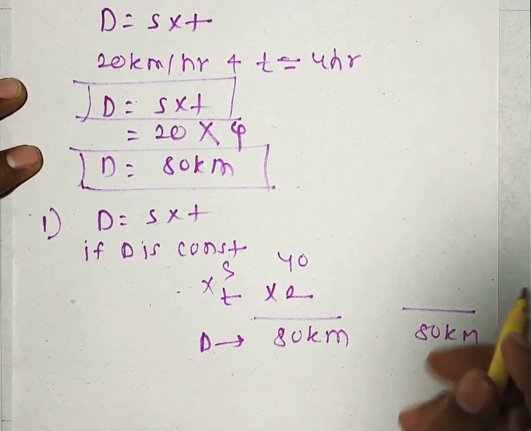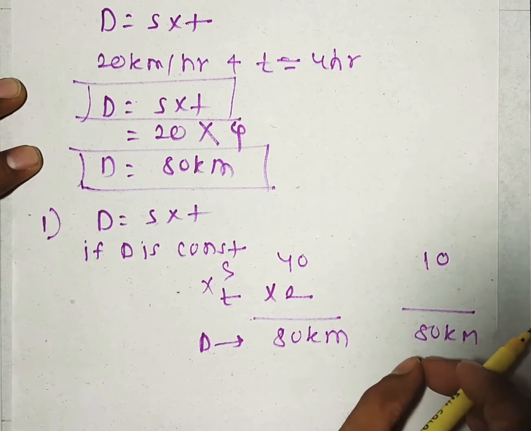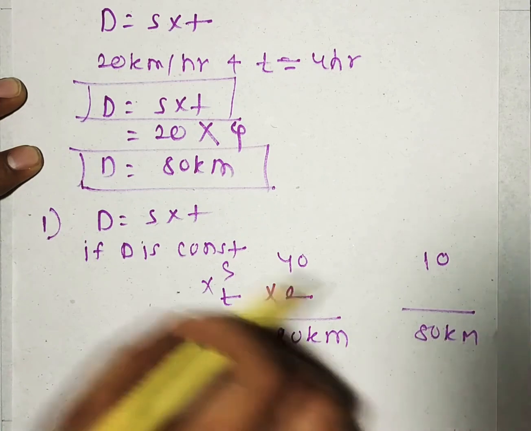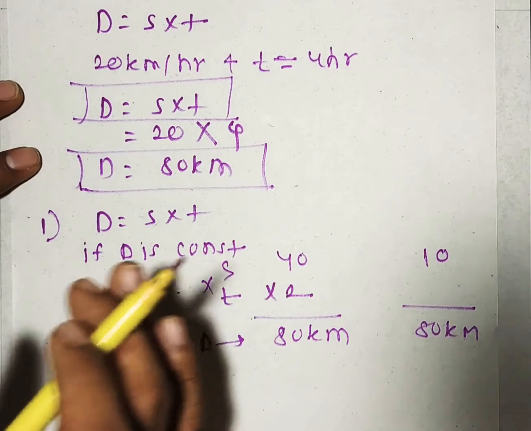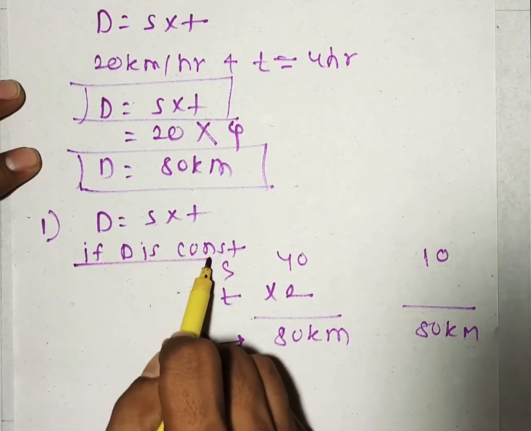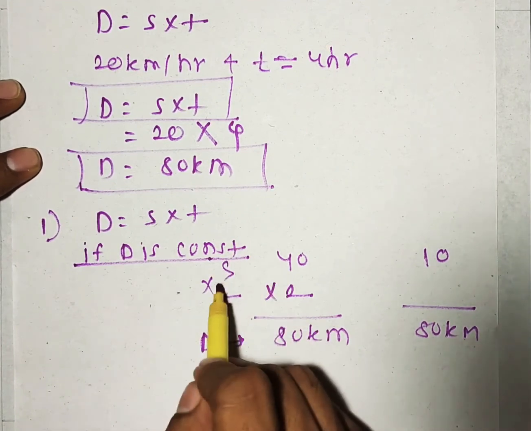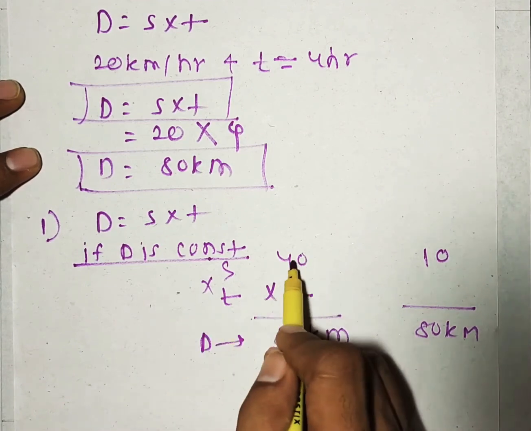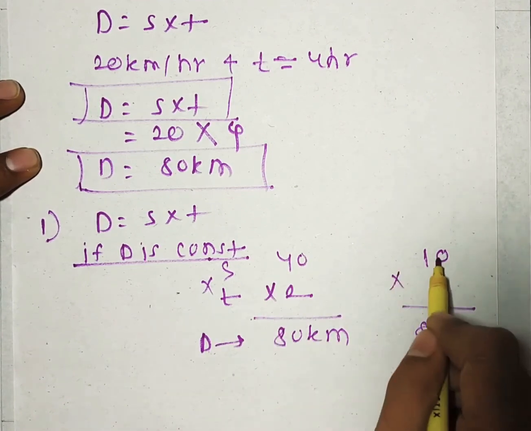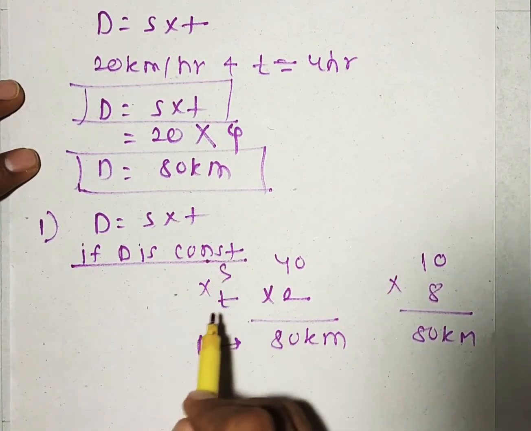And if I take the speed as 10 km per hour, this is the second scenario, and the earlier one is the first scenario. In the first case we are learning now, the distance is constant. Distance is constant means distance is 80 km, and the speed is 40, so the time will be 2 hours. 4 2s are 80, and here 10 8s are 80. Distance is equal to speed into time.